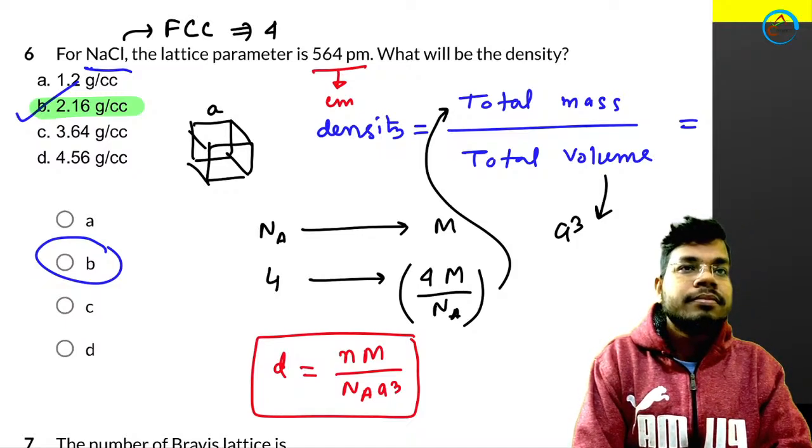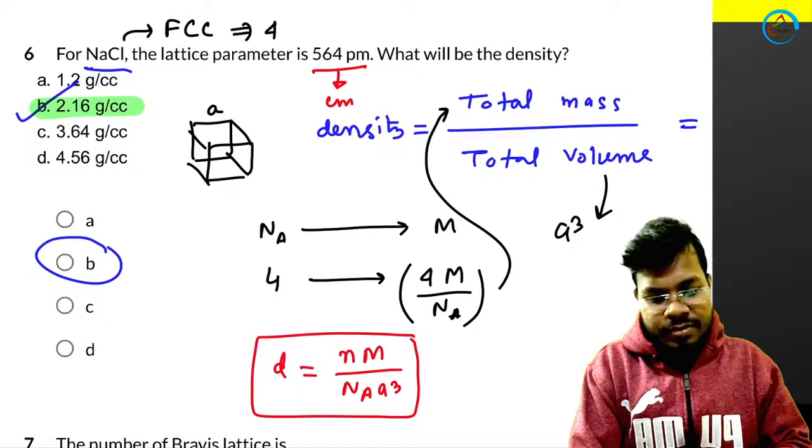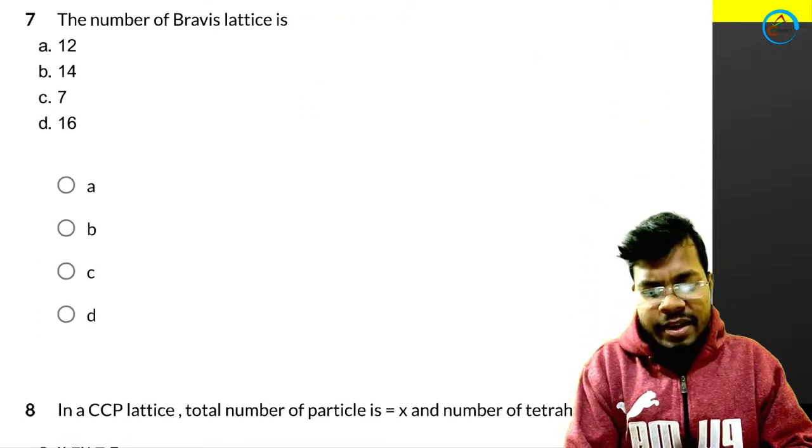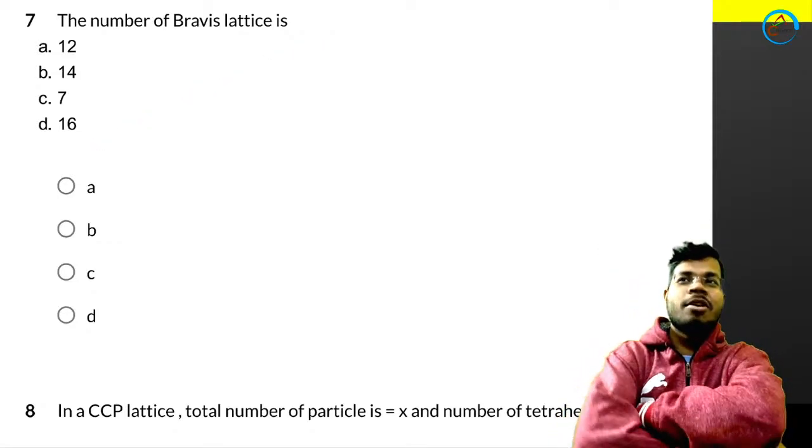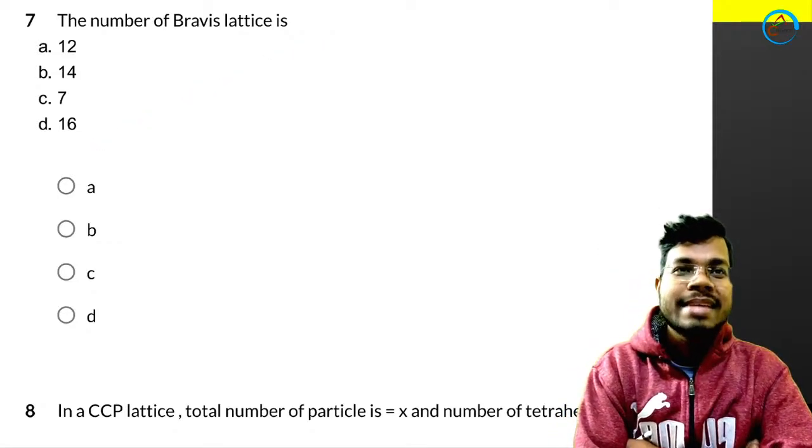Great. Next, question number 7: the number of Bravais lattices. This is a very simple question. You have 10 seconds to answer.